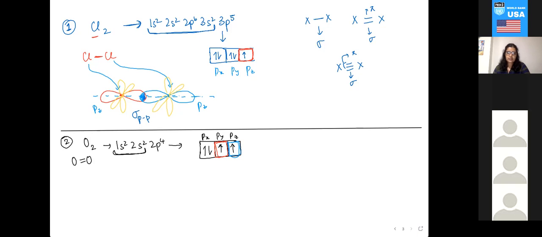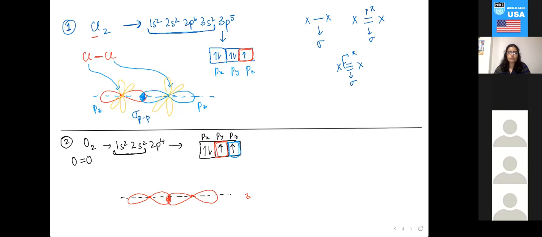Now oxygen atom 1, let's say this is the axis, the nucleus of the first oxygen atom. Let's say this is the z axis. The pz orbital of the first oxygen is aligned along the z axis. The pz orbital of the second oxygen is aligned along the z axis. So the first bond is always a sigma overlap.